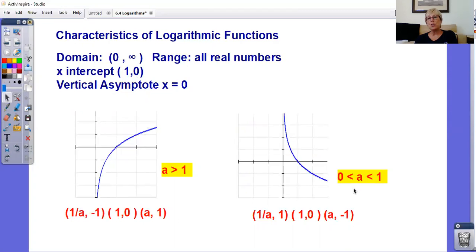The same thing is true if the base is a fraction between 0 and 1. In this case, however, it's a decreasing function. So those are the differences. When a is greater than 1, the log graph is increasing. When a is between 0 and 1, the graph of the log is decreasing.